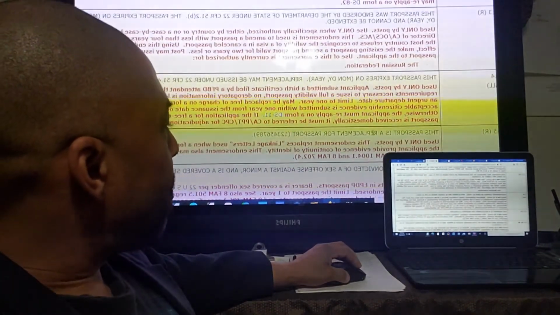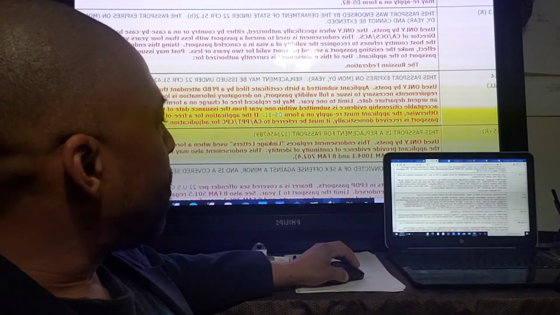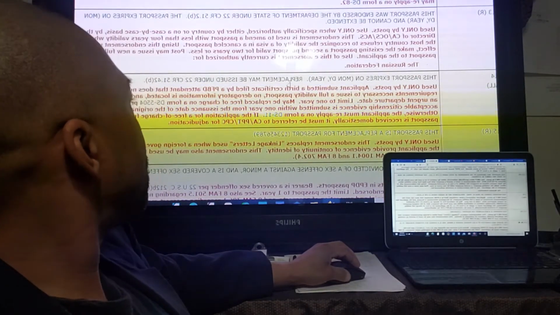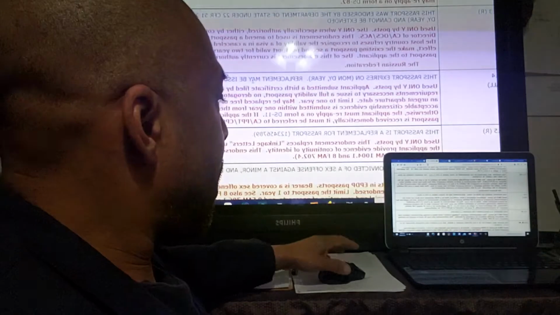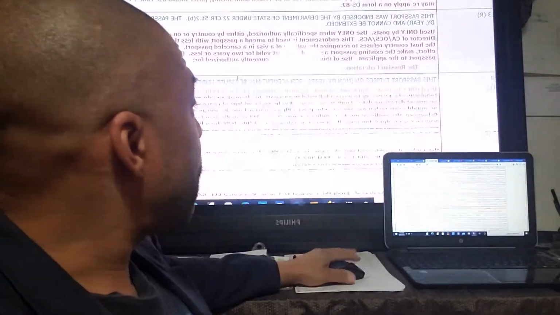The passport is a replacement for passport number whatever. This passport expires, blah, blah, blah. So, all right, guys, that's about it. So if you want to check out these codes, oh, yes, you're right, I did promise that I would give you a recap on what to look up so you can find this out for yourself.